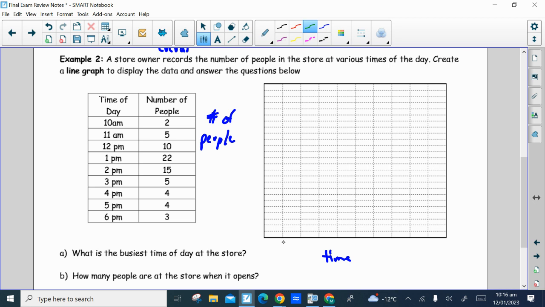So the times start at 10 a.m. and go up to 6 p.m. Let's see if I have room to go up by 1 hour along the bottom. So that's 10, 11, 12, 1, 2, 3, 4, 5, 6, and I do.